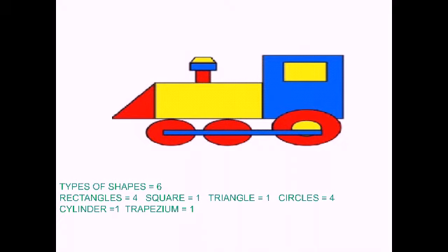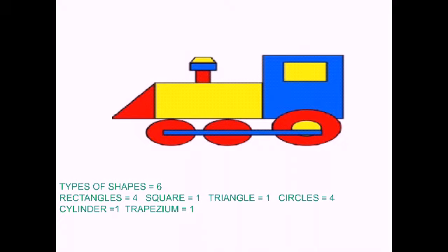Now let us count how many rectangles there are. There are 2 yellow rectangles and one blue rectangular portion which is joining the 3 wheels. And one more blue rectangle below the trapezium whistle. So 4 rectangles. Now the number of squares. There is only 1 square. Look here, only the blue box, that is the room of the engine, is a square. There are no other squares.